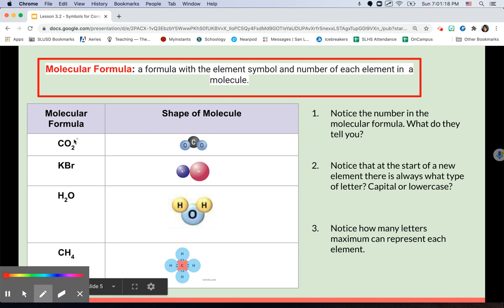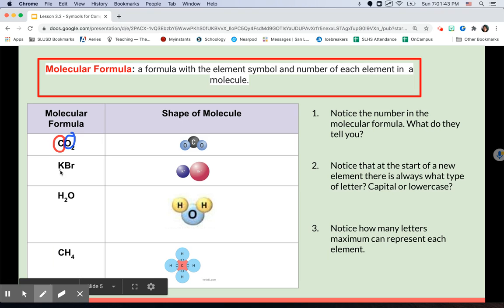Okay, so you might notice that every time there's a new element, you should see a capital letter, right? So C counts as one element, O counts as a separate element. I can clearly see them in their own circles in the shape of the molecule. So each time there's the start of a capital letter, that is the start of a new element.